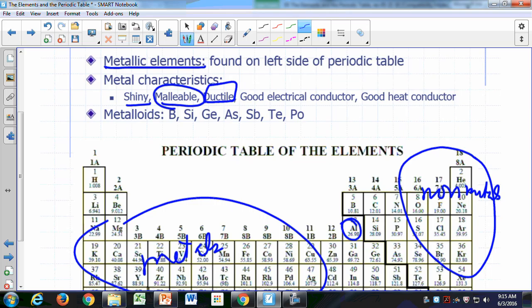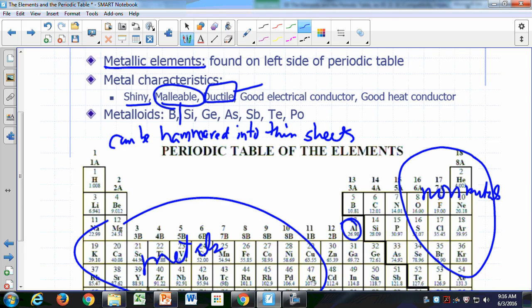Ductile means you can draw it out into a thin wire. So malleable means it can be hammered into thin sheets. Ductile means you can draw it out into a thin wire. And what's an example of a metal that you've seen that's being used as a wire? Copper metal. So copper metal is used for your electrical wires.